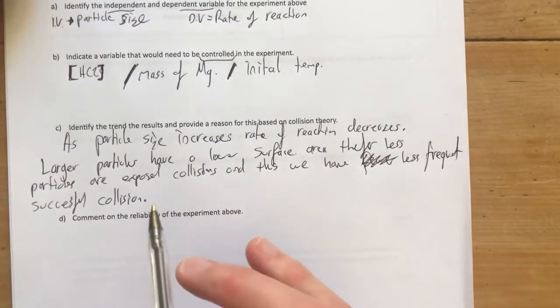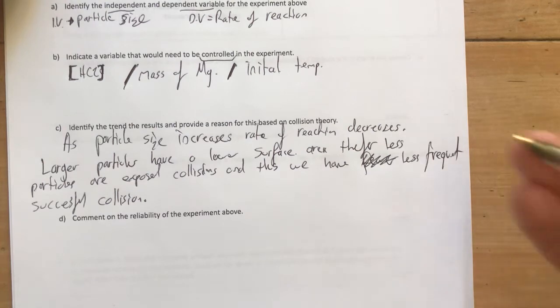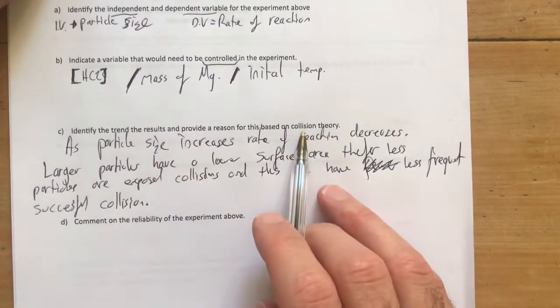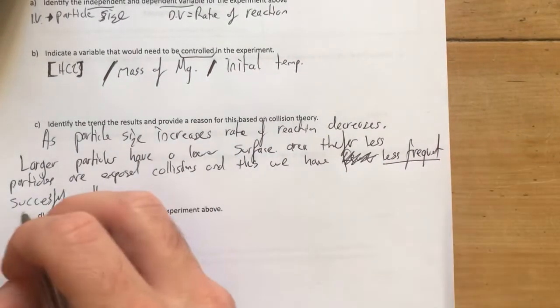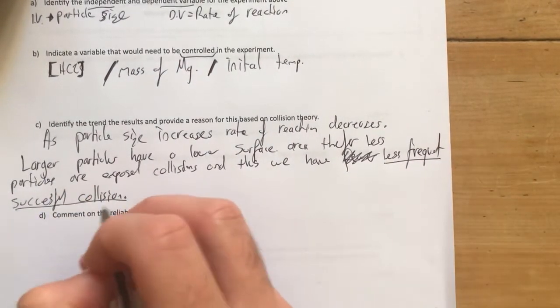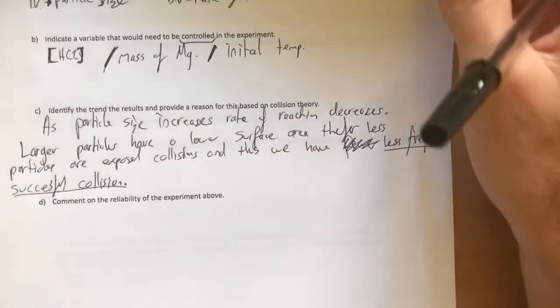But this is going back to directly how do you discuss particle size and collision theory, and we should have go-to words. And remember, less frequent or the frequency of successful collisions is what you want to reference every single time you answer this type of question.